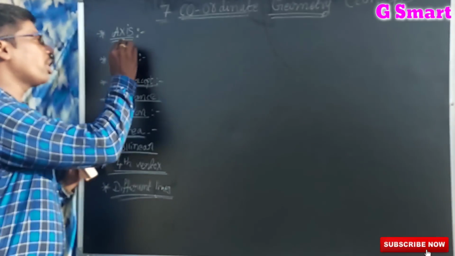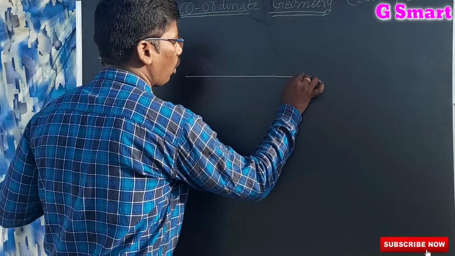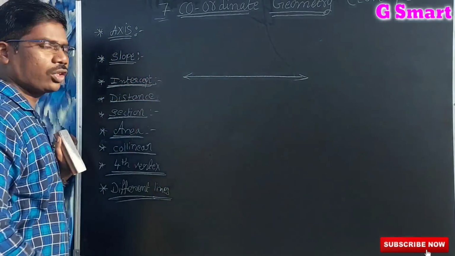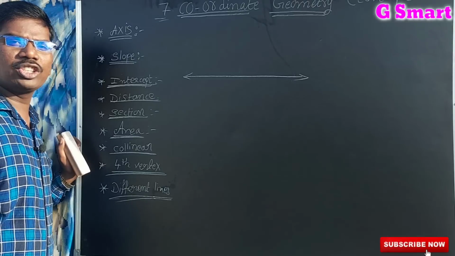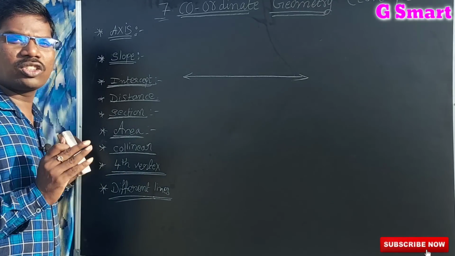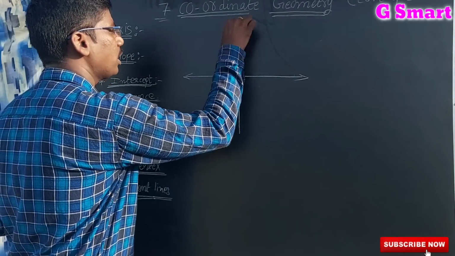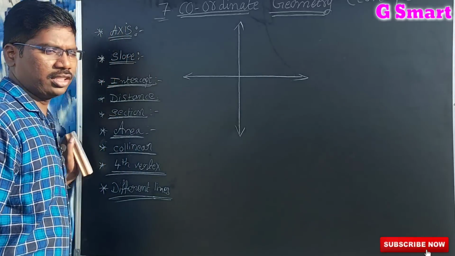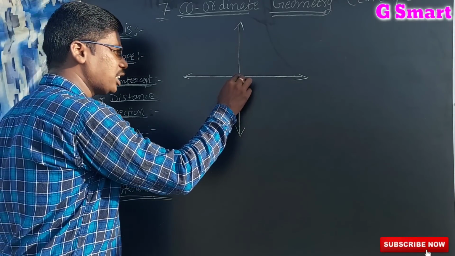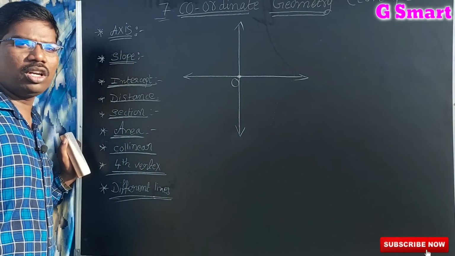In this, first we learn the axes. Any line which is horizontal, that is called the x-axis. The line perpendicular to the horizontal line is called the y-axis. The intersection of these two axes is called the origin.